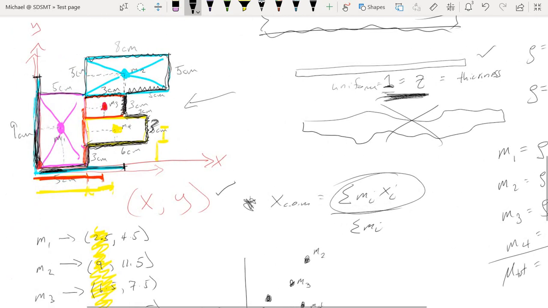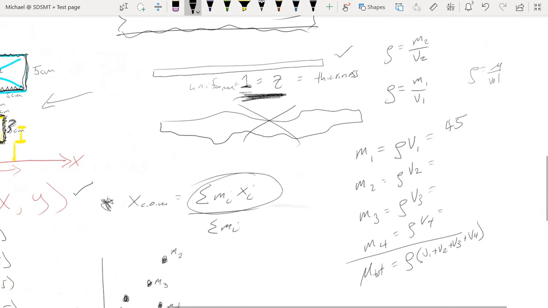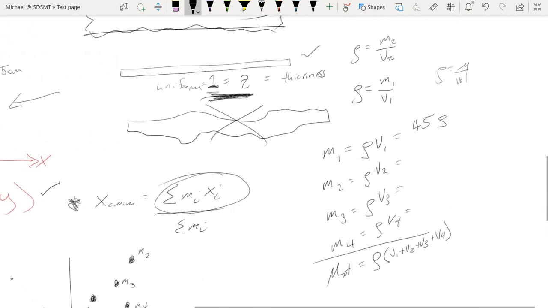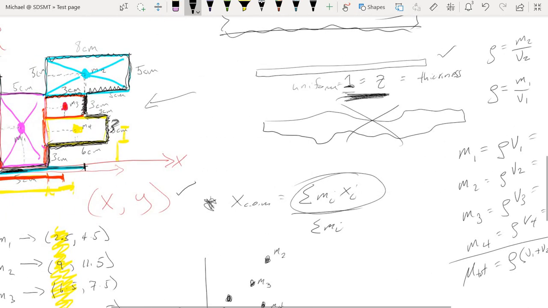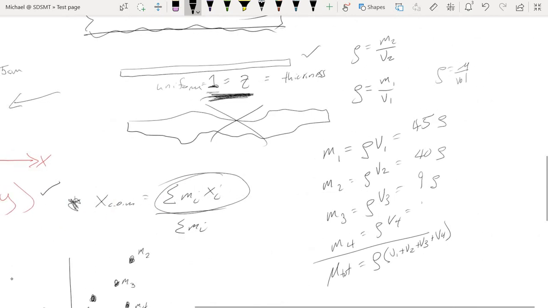Mass 2 has dimensions of 8 by 5 by 1, which is 40. Mass 3 has dimensions of 3 by 3, which is 9. Mass 4 has dimensions of 3 by 6, which is 18. So that means the total mass of the system is the combined volumes times the uniform density. So I'm going to add up all of these values, and I get 112 rho.